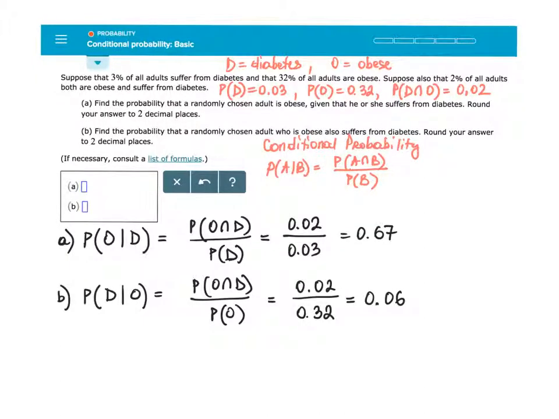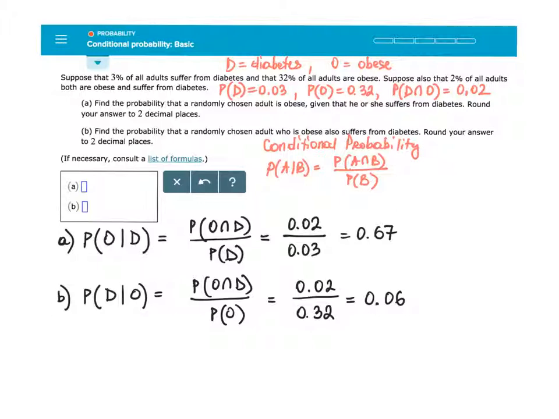In this video, we will see an example of computing conditional probability. Suppose that 3% of all adults suffer from diabetes and that 32% of all adults are obese. Suppose also that 2% of all adults both are obese and suffer from diabetes.